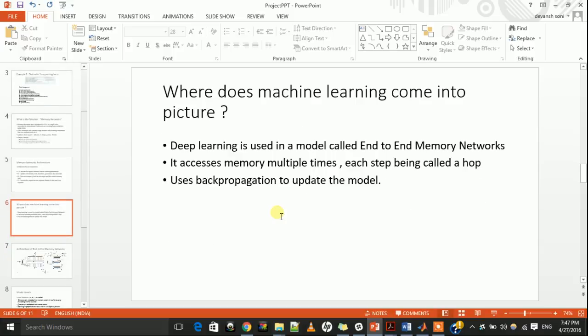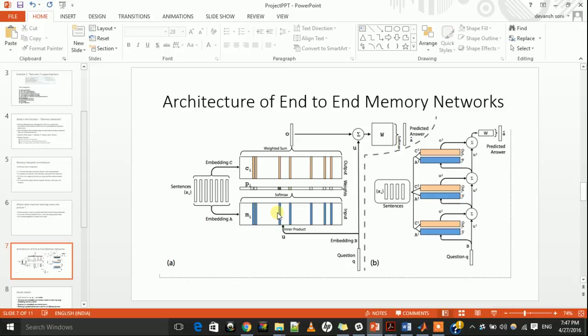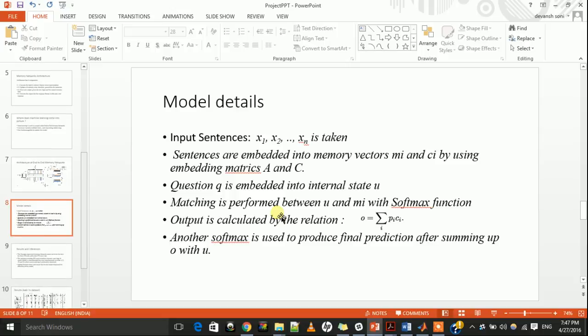So where does machine learning come into the picture? We are using deep learning in our project, using a model called end-to-end memory networks rather than the original model called the memory networks. In end-to-end memory networks, the neural network accesses memory multiple times, each step being called a hop. It uses back propagation to update the model. This is the architecture diagram of end-to-end memory networks. We'll come back to it at a later stage.